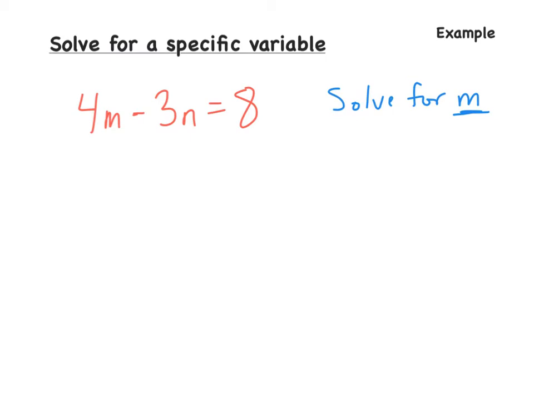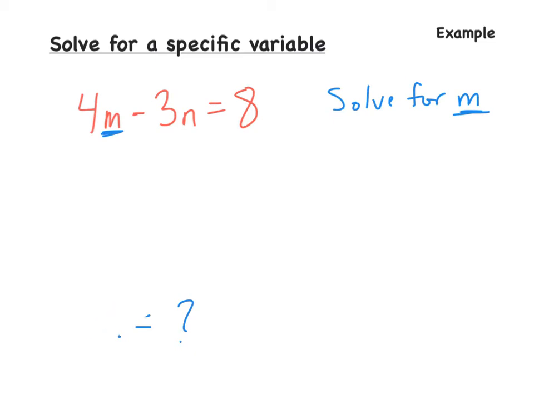So now we're going to solve for a specific value. So we have our equation: 4m minus 3n is equal to 8. And what they want us to do is solve for m. They want us to solve for this variable right here.